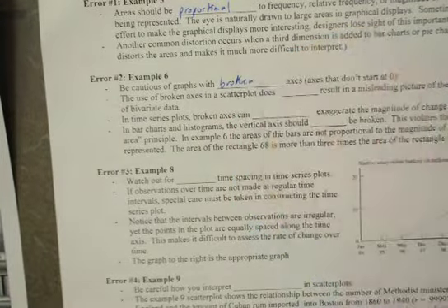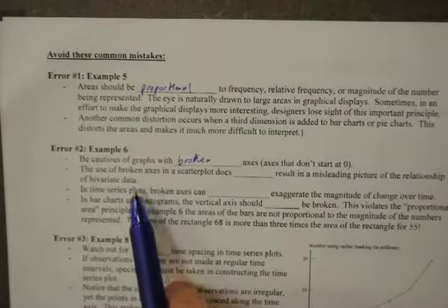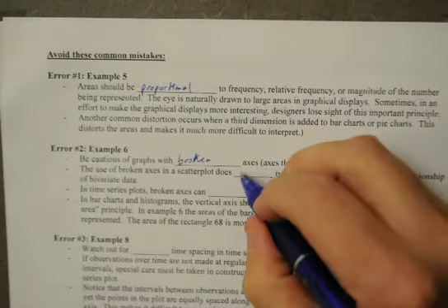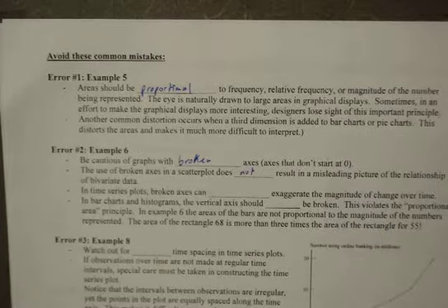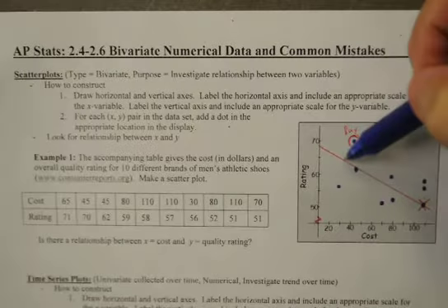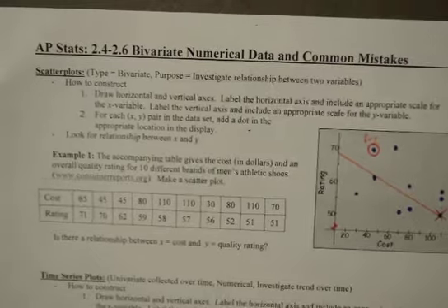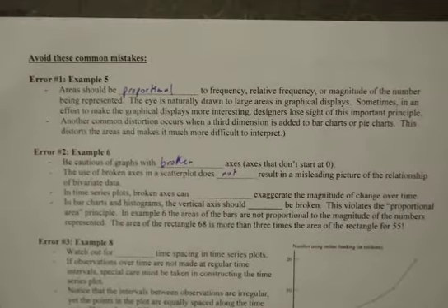You can have broken axes, you just have to be cautious. The use of broken axes in scatter plots does not result in a misleading picture, so we saw that here. You're still going to have a negative correlation regardless of where you start with scatter plots. However, with bar graphs, it is never a good idea.